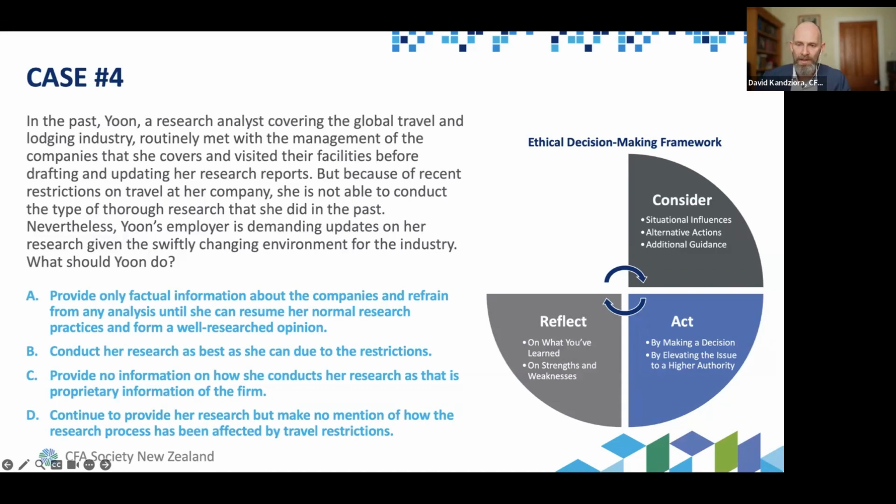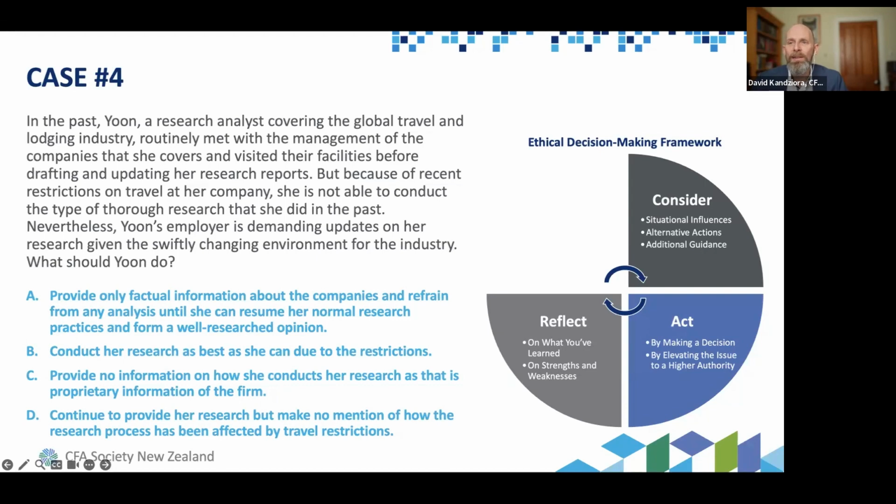Cool. So results come in nearly 50-50 split between A and B. So providing factual information only and conducting the research as best as you can. In terms of CFAI on this one, identifying issues, we've got Ewan conducting on-site visits for preparing research reports. That's what has happened in the past, but due to restrictions, obviously unable to do that, and her employer demanding updates on the research.